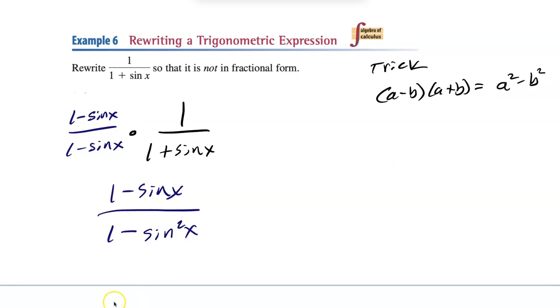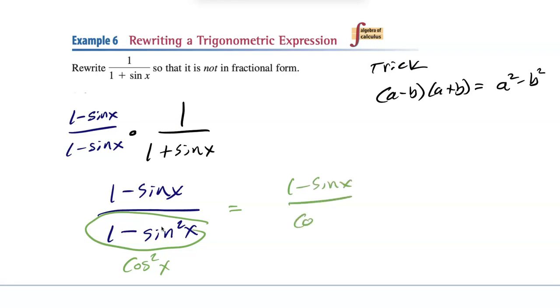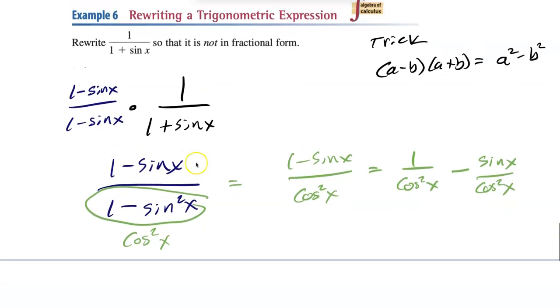And right now you're like, ooh, you just made it uglier. Well, we're going to do some things. 1 minus sine squared is cosine squared. So I have this 1 minus sine x over cosine squared x. And you might be going like, that doesn't do anything. Well, what you can do now is separate this. I don't want this to be a fraction. So we're going to break it into 1 over cosine squared x minus sine over cosine squared x. Again, because they want it not in fraction form.